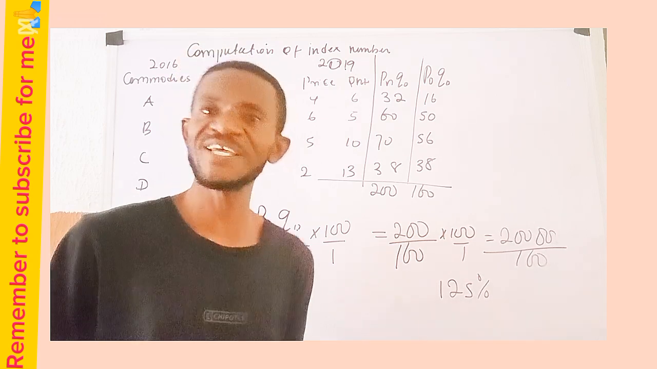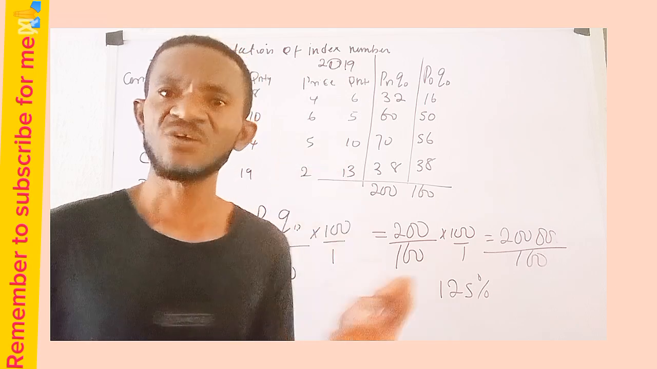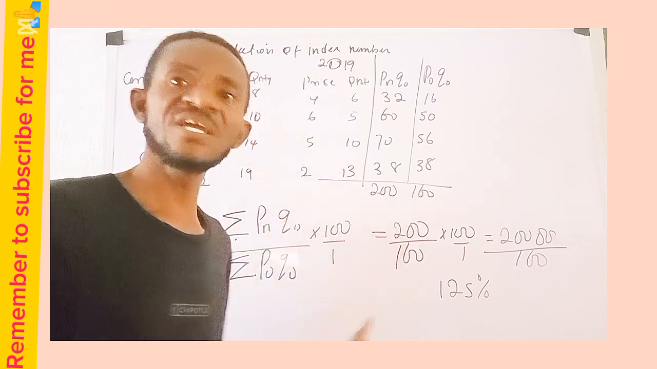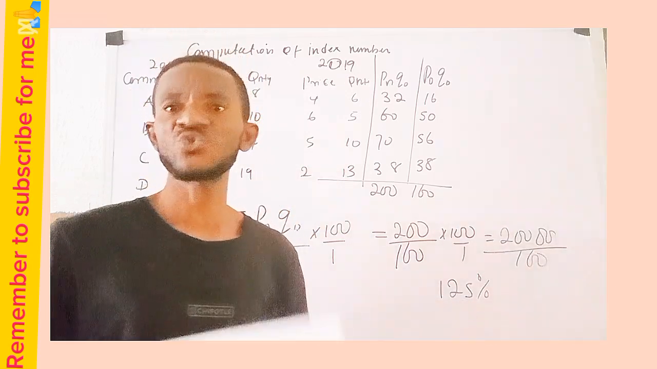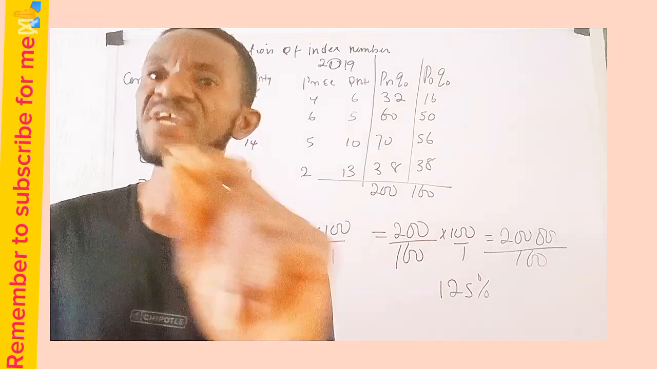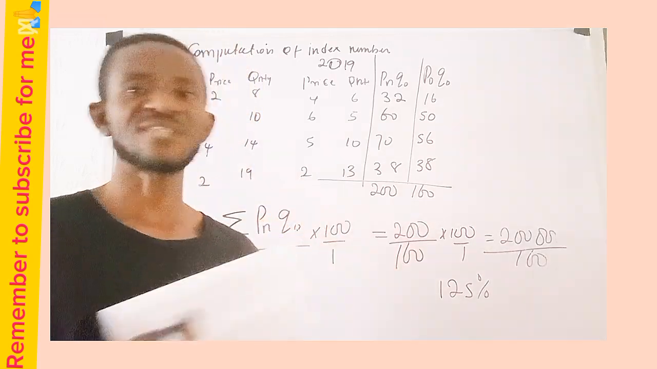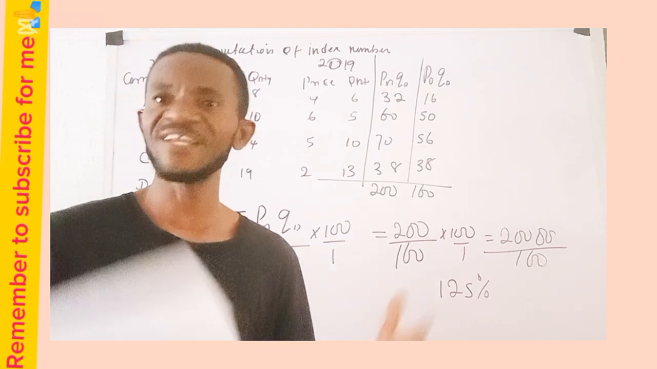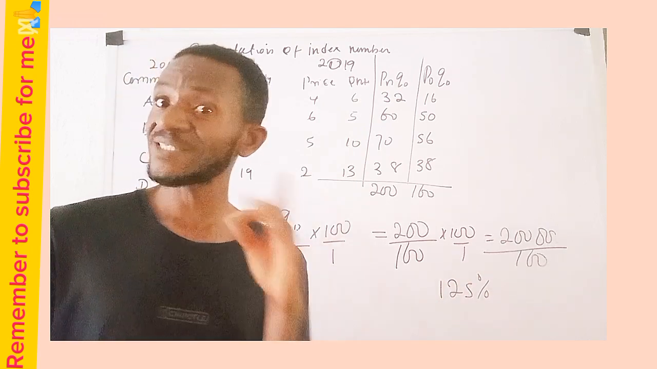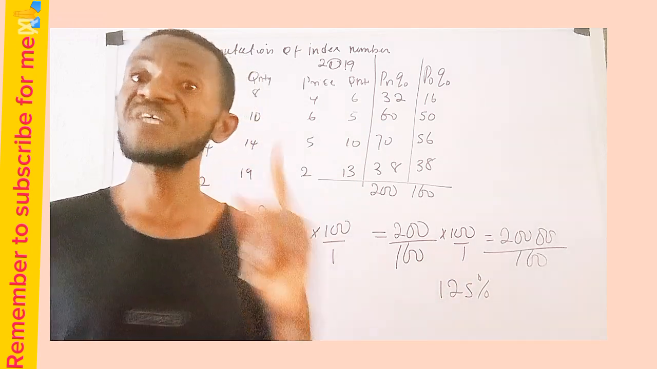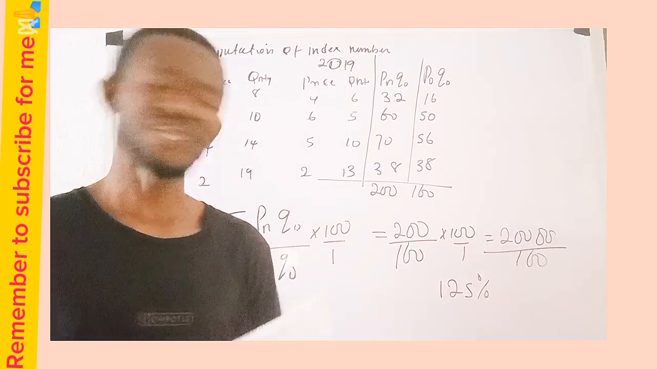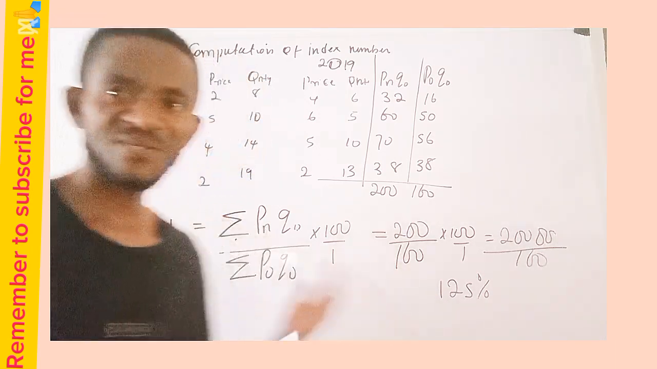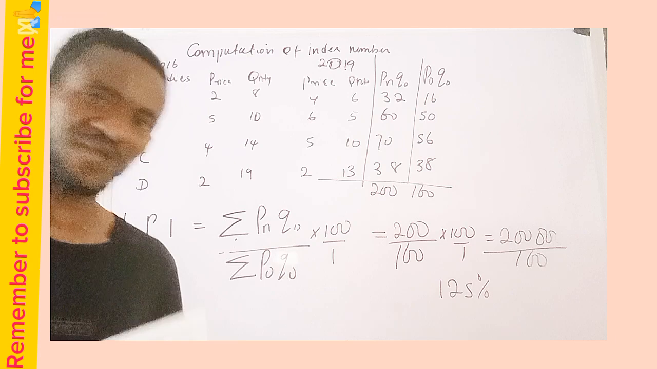So it means that the aggregate price of these commodities has increased by 25% when compared with the base year. That is the interpretation. You are not just going to say that it has increased by 25. No, it has increased by 25 when you compare it with the base year. That is what we can say about the LPI, the Laspeyres price index.